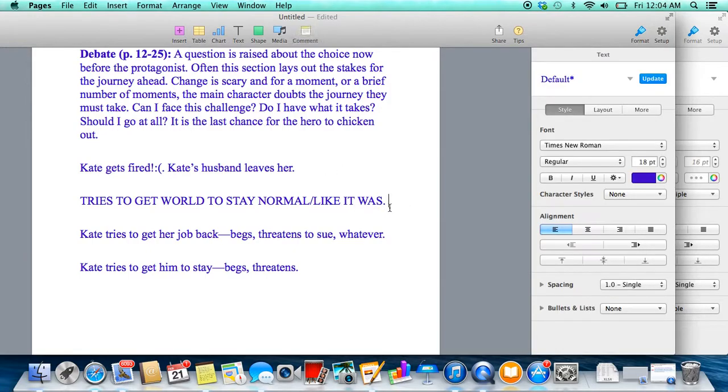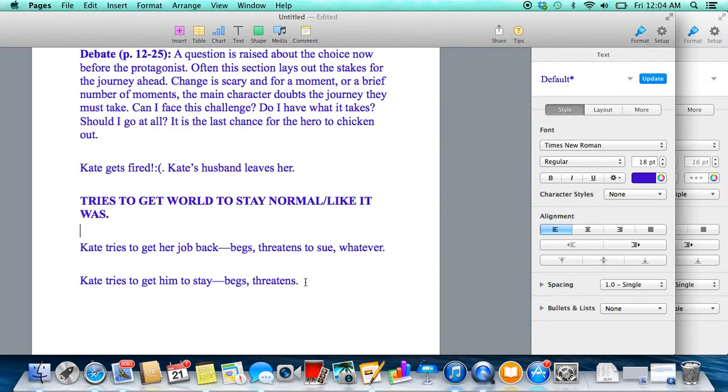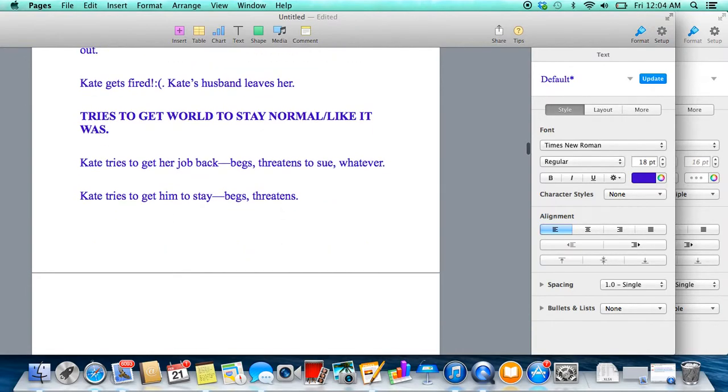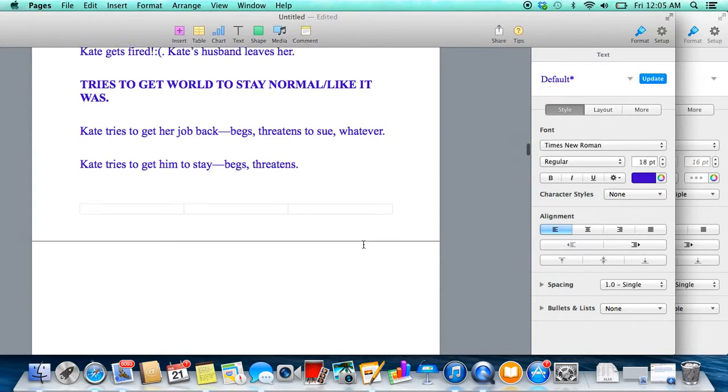But the problem with this, at least for writers, is that it can't stay like it was. Otherwise, you have no story. There's no point if the world stays like it was. But the reader or whoever's consuming your story has to feel like the character can't get out of the situation. So we have to make it ironclad that Kate can't get her job back. Kate can't get her husband to stay, at least not right now, because otherwise Kate has to be forced out of the nest. And when your character doesn't have a choice, that's when the story gets started. I mean, it's just like real life.